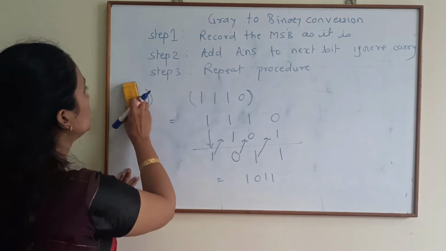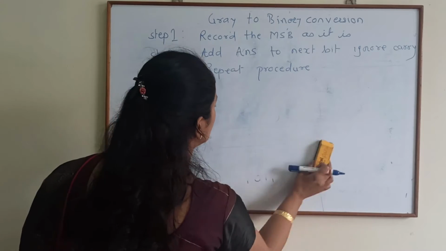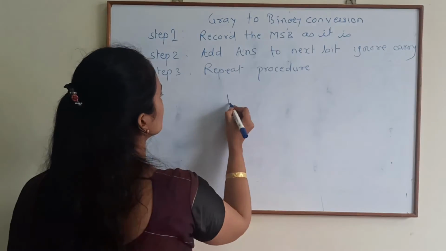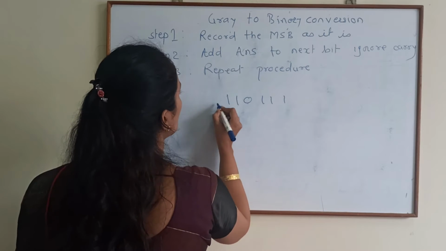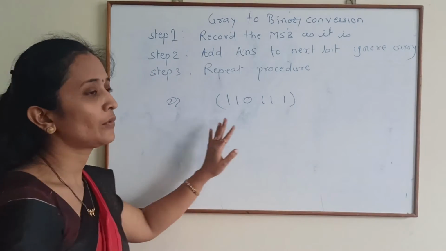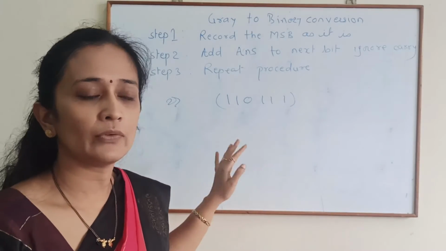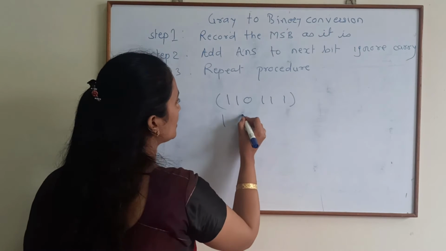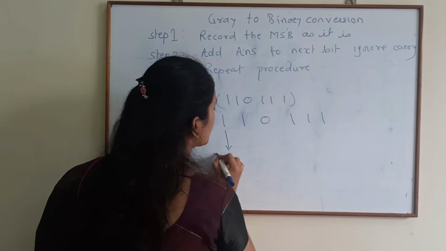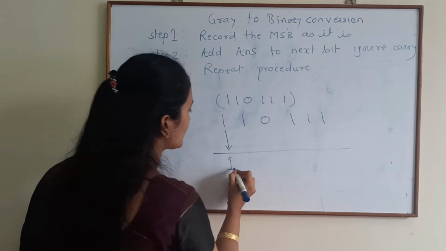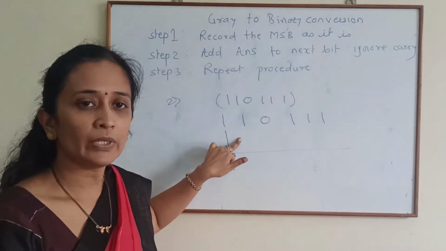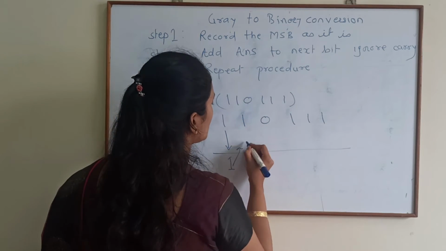Once again I will explain you with next example. I will take next number. We have to convert this gray number into binary. Take down the number 110111. Record MSB as it is, as an answer. Add this answer to adjacent bit. Therefore, this one will come here.